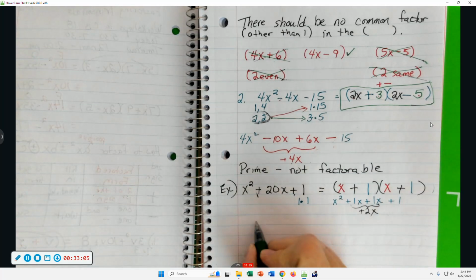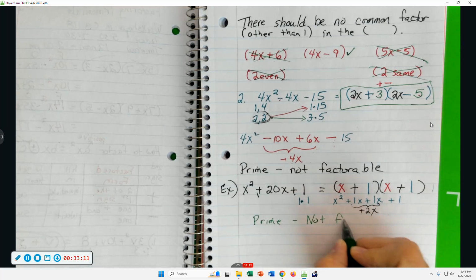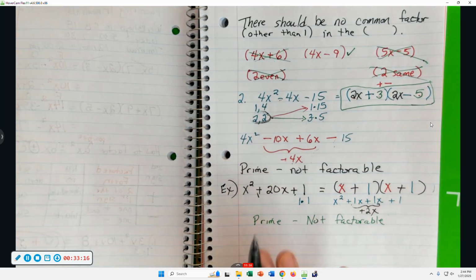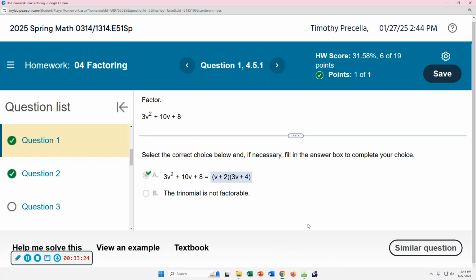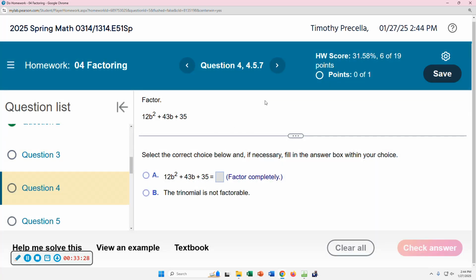So for this one, the answer would be either prime, or it might say not factorable. There will be a problem in here that's prime. I won't tell you. Y'all can help me figure out which one it is as we go through these. Let's do number 4, just sort of jumping around.